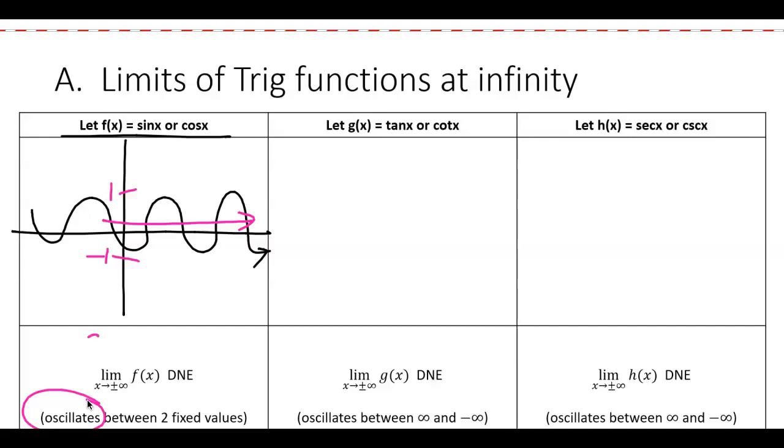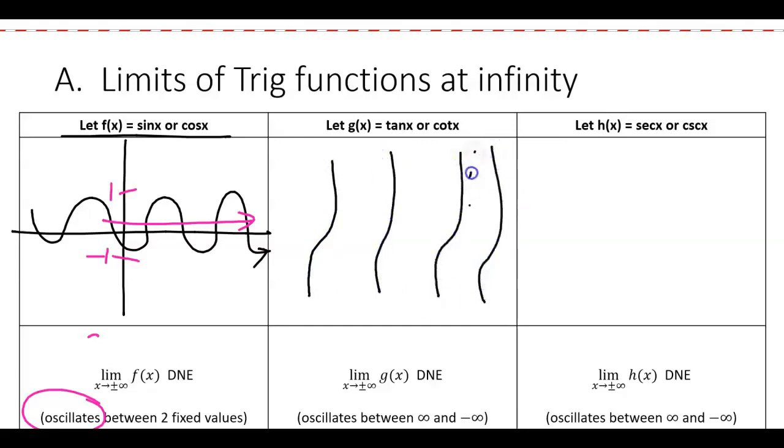Okay. Now tangent and cotangent, they look a little bit different. Tangent and cotangent both have a pretty similar shape. They're just, one is kind of like the reflection of the other, but that doesn't really affect what we're trying to do here when we're trying to find the limit at infinity. Tangent and cotangent look like this, with these little vertical asymptotes in between them.